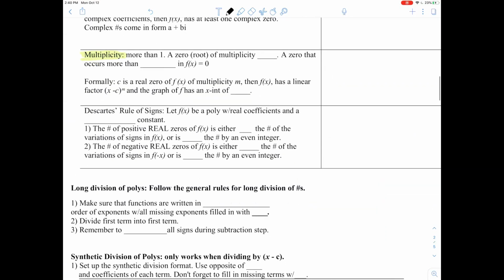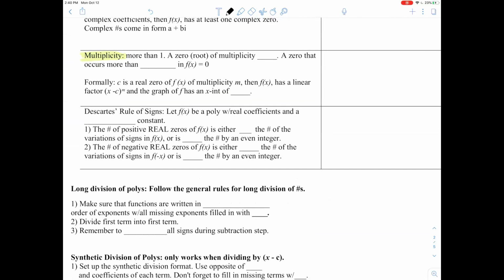Okay, the last term I want to talk about is multiplicity. Multiplicity is a multiple. It means more than one. If something has a multiplicity of 2, it means it happens twice. Or if it has a multiplicity of 3, it happens 3 times. So a 0 or a root, 0 is the term I prefer, of multiplicity m. Okay, a 0 that occurs more than once in y equals 0, or f of x equals 0.